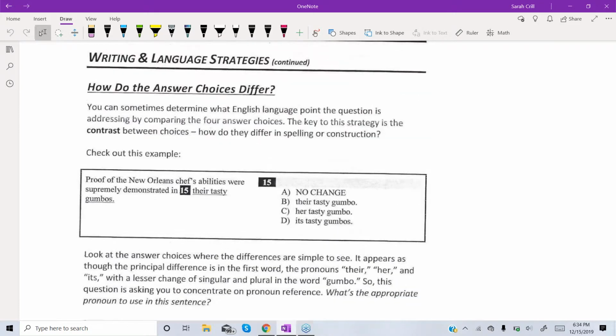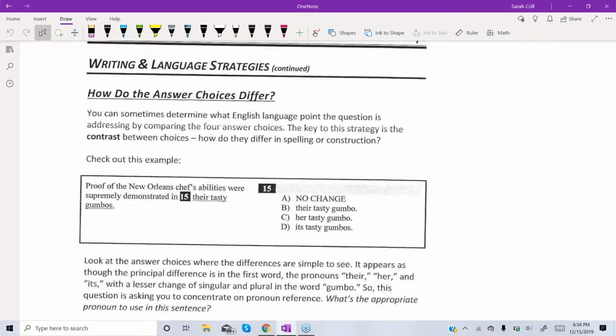Okay. So this is a really good example. I love the strategy of noticing how the answer choices differ. A lot of the time they will have answer choices that have multiple different things going on in them that they're changing in each one. So for this example, they say, proof of the New Orleans chef's abilities were supremely demonstrated in their tasty gumbos.